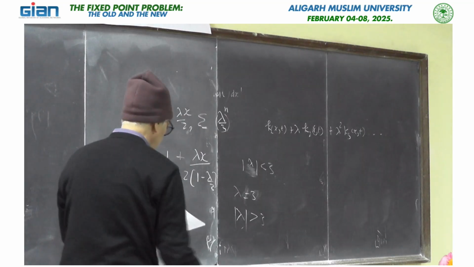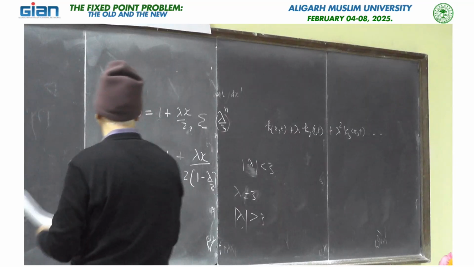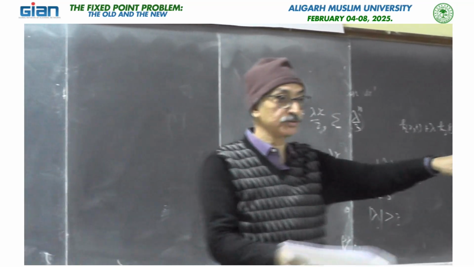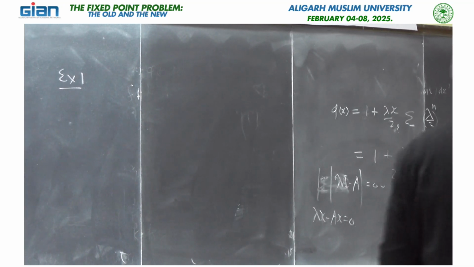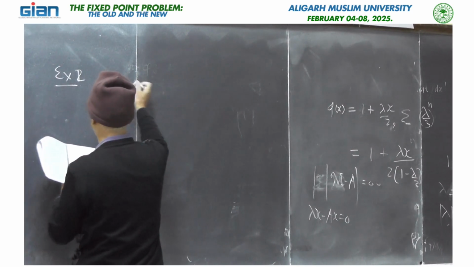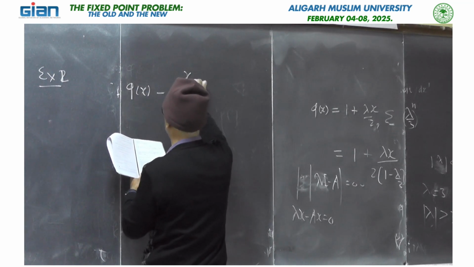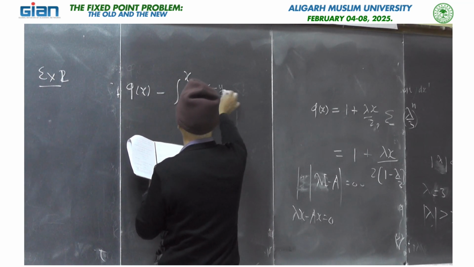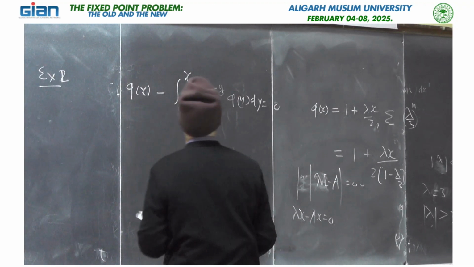So that's one, and here this theory is only valid in L2. We proved the unique solution in L2. Outside L2, you can't ensure that, and there is one example like that. So if you consider phi of x minus the integral from 0 to x of y to the power x minus y, phi of y dy equal to 0.